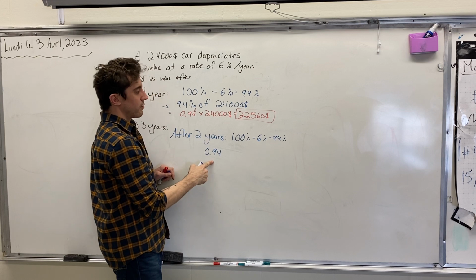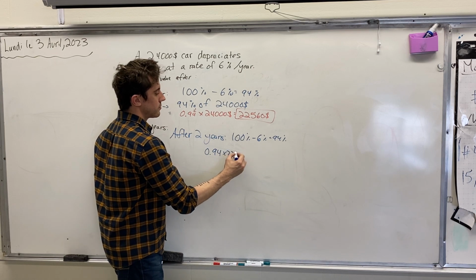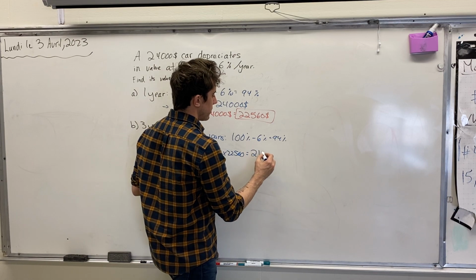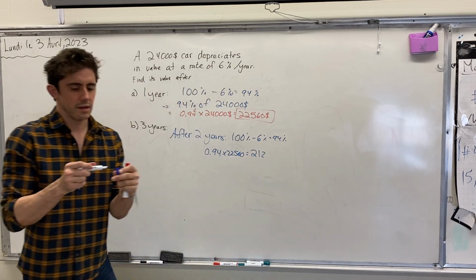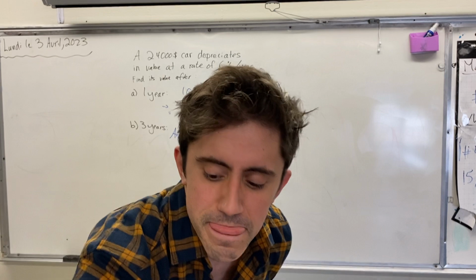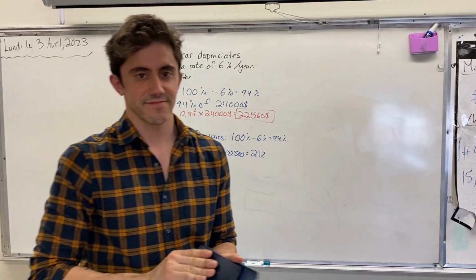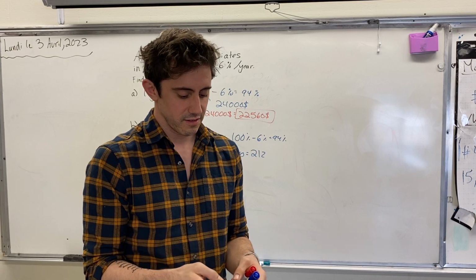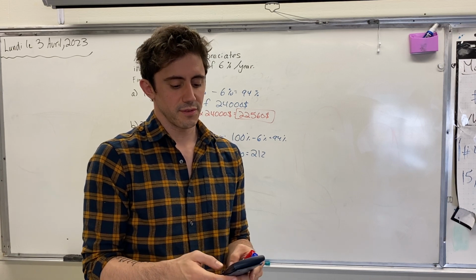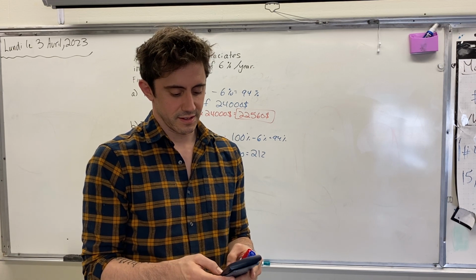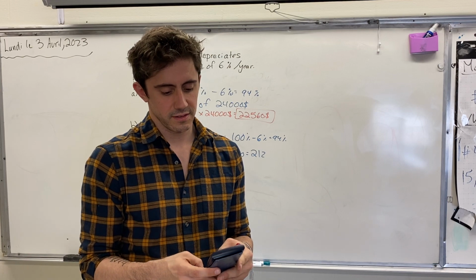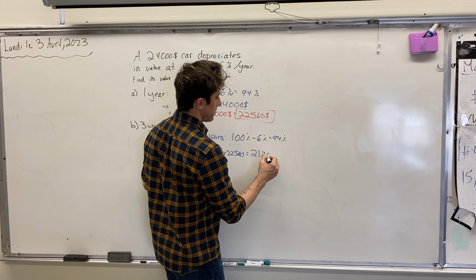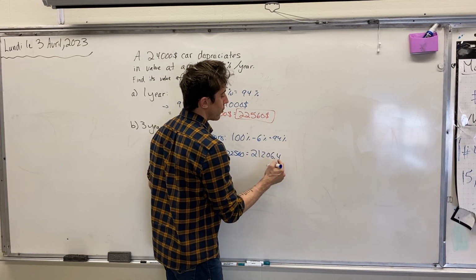And so 0.94 times 22,560. If you guys want to calculate it along, 0.94 times 22,560 brings us to 21,206.4.